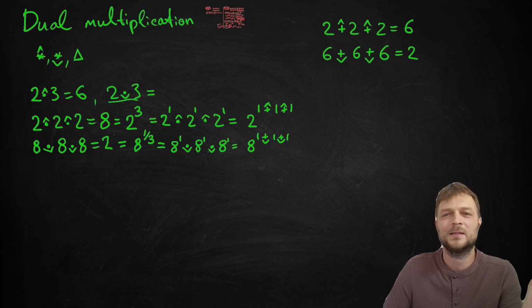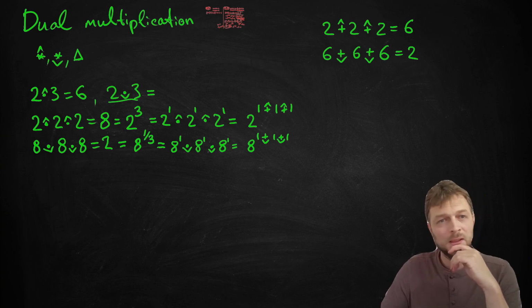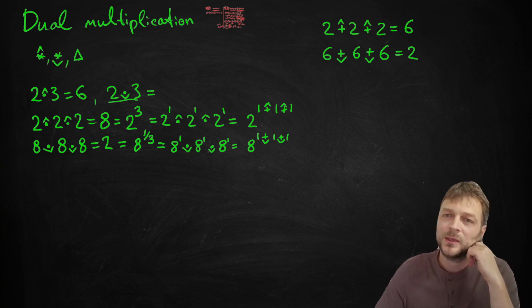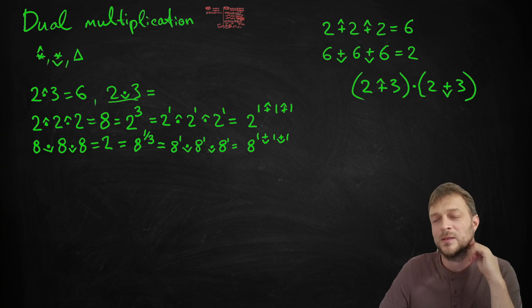And then in this case we will get 1/3 as a power for 8. Okay, looks good. So let's recall another relation for addition operation and dual addition operation. It is that if we multiply 2 plus 3, what do we get as a result? We get 2 multiplied by 3, and this is 6.